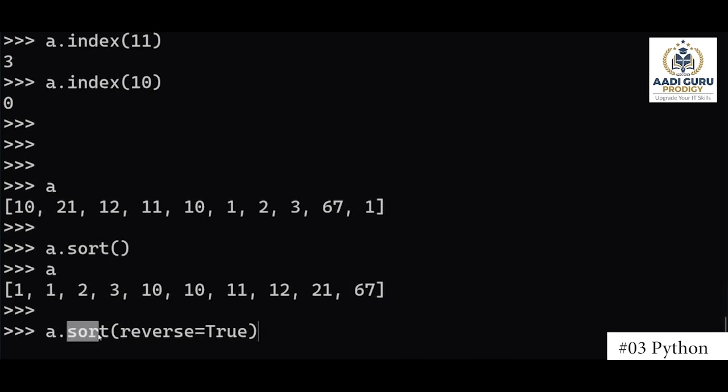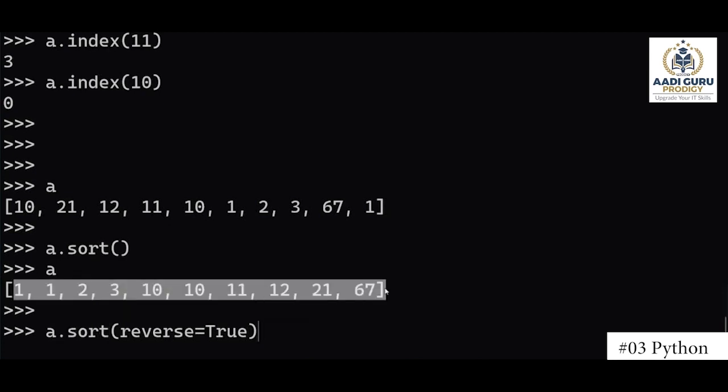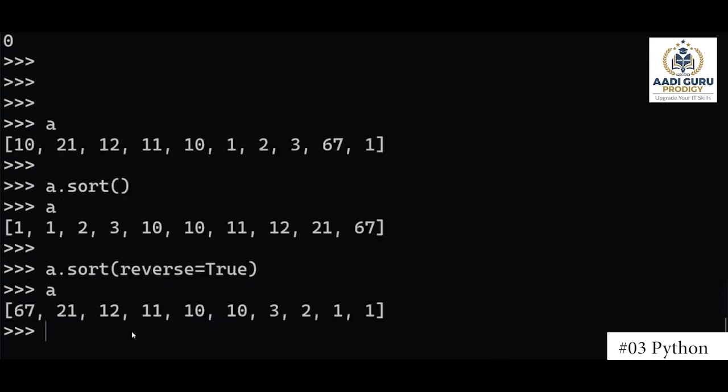So sort, what is the meaning of sort? Arrange. So sort is one operation. You are using this sort operation to arrange the items in a list. How do you want to arrange? Reverse. Now see. Increasing order.